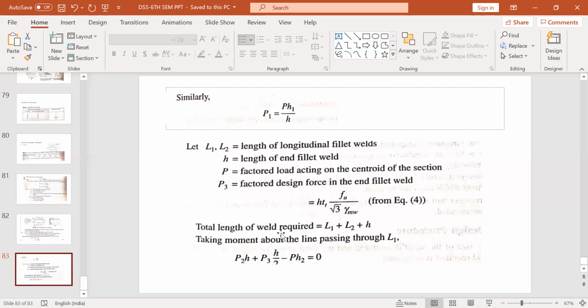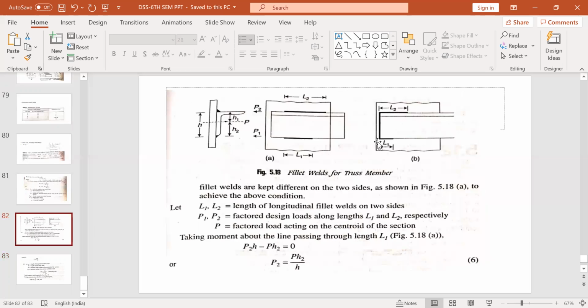Now, the total length of the weld required is L1 plus L2 plus H. This is L1, this is L2, this is H. This is the total length of welding that you need to do. You have to weld here, the entire length, the entire height, and this also. So you are finding this. Now, from these equations, you can find what is P1, what is P2.